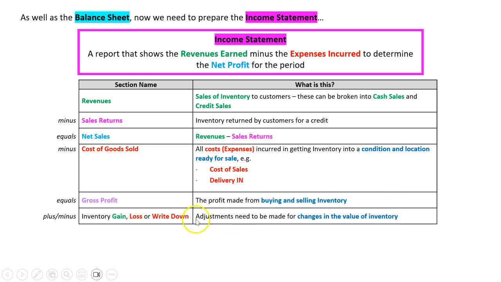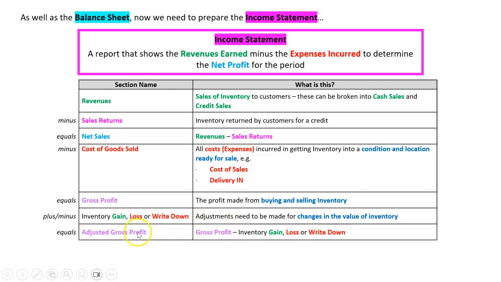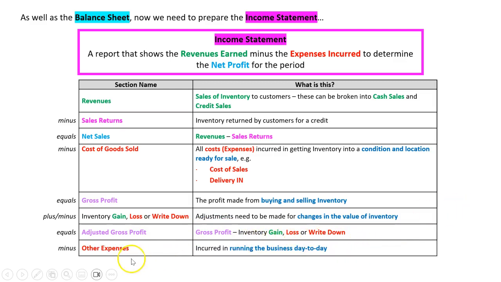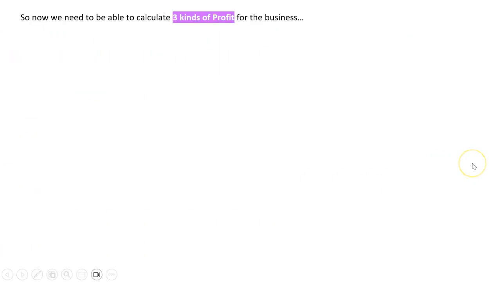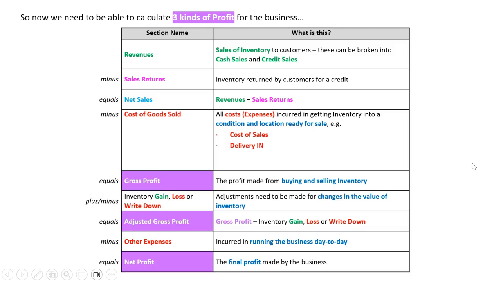And then we'll plus or minus inventory gain, loss, or write down. We haven't done write down yet, but we've done inventory gain or loss. And that will give us something called adjusted gross profit, which will just be our gross profit plus or minus any inventory gain, loss, or write down. And finally, we'll take away our other expenses, which are incurred in running the business day to day, and that will give us net profit, the final profit made by the business. So what we'll do in the next video is actually go through what's the difference between cost of goods sold, cost of sales, and other expenses. But for now, we just want to note that there's actually three kinds of profit there. There was gross profit, adjusted gross profit, and net profit.